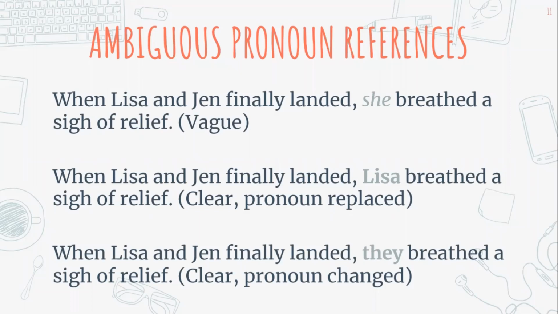To correct this, replace the pronoun with a noun, change the pronoun, or rewrite the sentence. So here we have two correct sentences to replace the first one. "When Lisa and Jen finally landed, Lisa breathed a sigh of relief." So we know exactly who breathed a sigh of relief. The reference is not ambiguous because it's Lisa, which is a noun. And lastly, "When Lisa and Jen finally landed, they breathed a sigh of relief." So "they" is plural, and Lisa and Jen are also plural. So the sentence is clear.